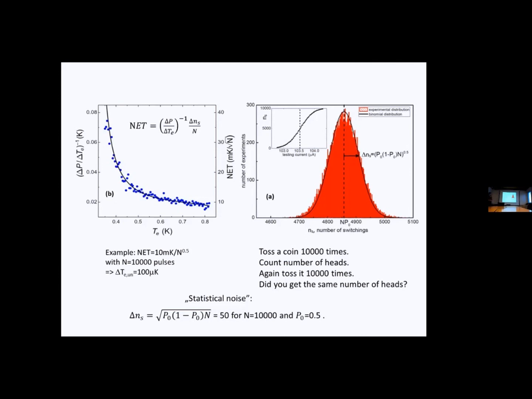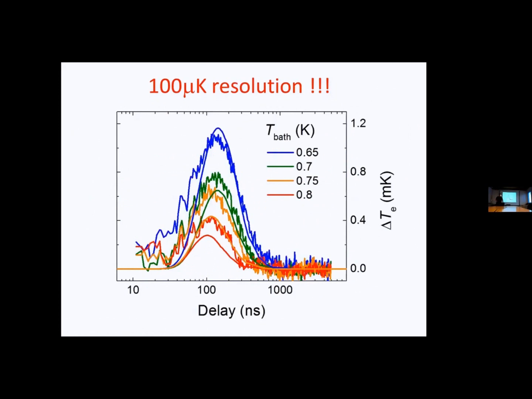So for example, noise equivalent temperature, 10 millikelvin per square root of n, which is the best figure of merit, with n equal 10,000 pulses, if you put it here, it gives you uncertainty in temperature determination of 100 microkelvin. So this is also what I could kind of independently see here. This is what I was telling you, yes? Just look how much it is black.